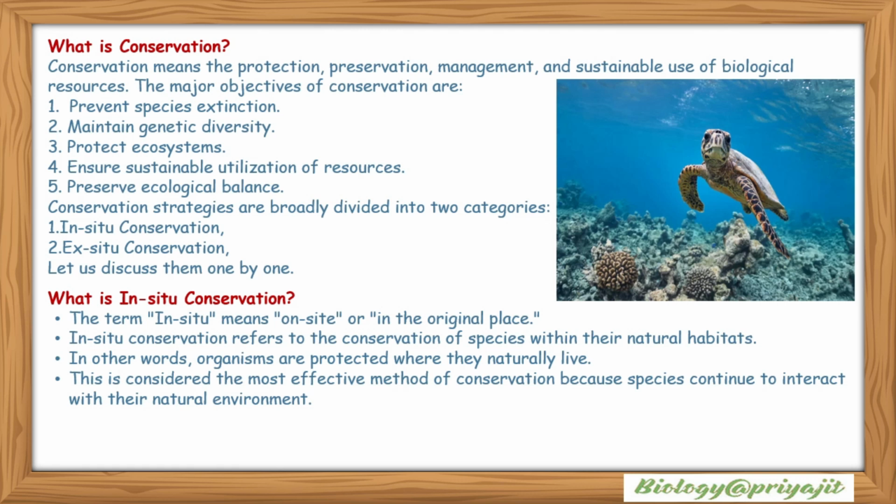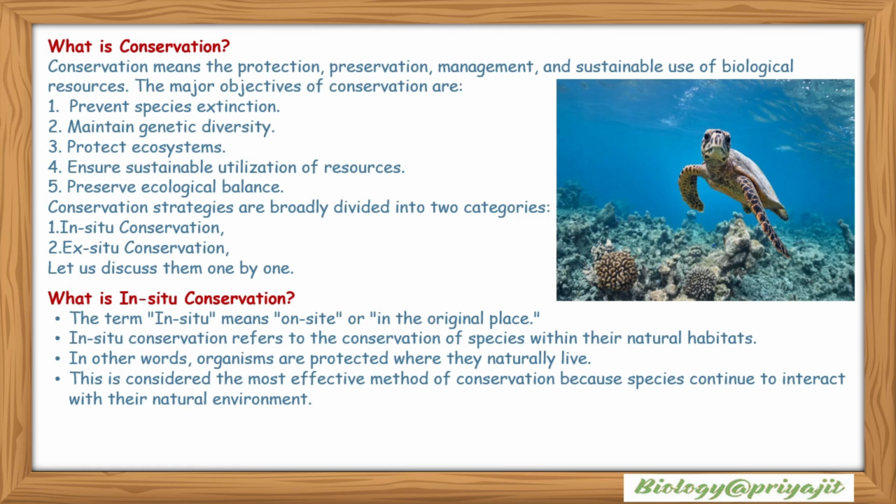What is conservation? Conservation means the protection, preservation, management and sustainable use of biological resources. The major objectives of conservation are: prevent species extinction, maintain genetic diversity, protect ecosystems, ensure sustainable utilization of resources, preserve ecological balance. And so conservation strategies are broadly divided into two categories. Number one is in situ conservation and number two is ex situ conservation. Let us discuss them one by one.